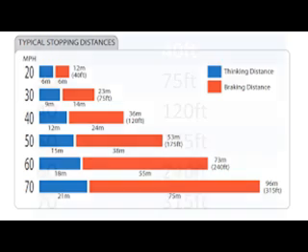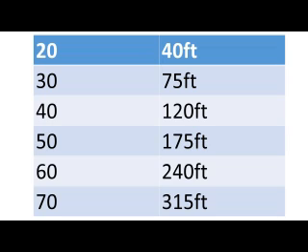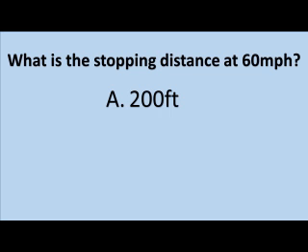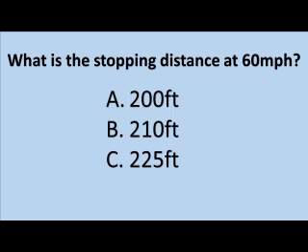This chart shows you the stopping distances in feet, and the technique that we're going to use is, all you have to remember is 2, 2.5, 3, 3.5, 4 and 4.5. Let's have a look at how that works. So let's have a look at this question here. What is the stopping distance at 60 miles per hour? Is it A, 200 feet, B, 210 feet, C, 225 feet, or D, 240 feet? So let's use our technique to work it out.